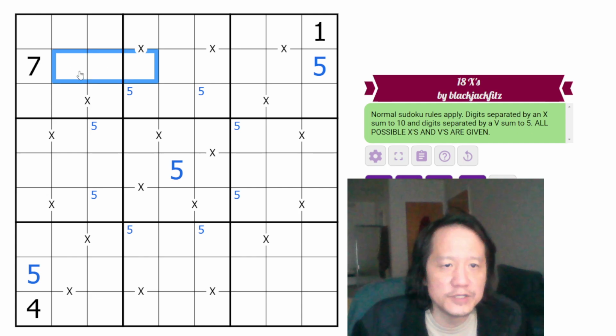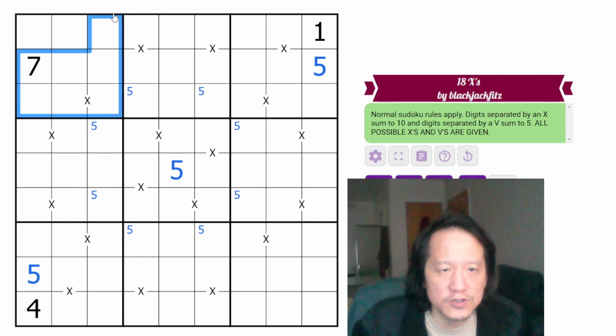Therefore, where is the 5 in box 1? It can't be any of these cells. It can't be any of these cells because of this 5 and one of these two being a 5. It cannot be any of these cells because of the pair of cells that could be a 5 here. And it can't be that one, so it must be here.